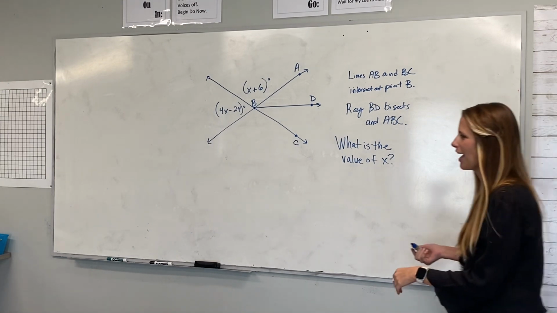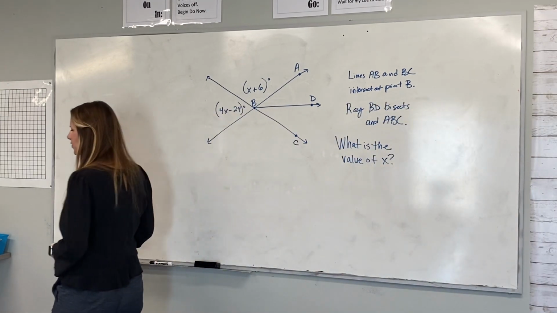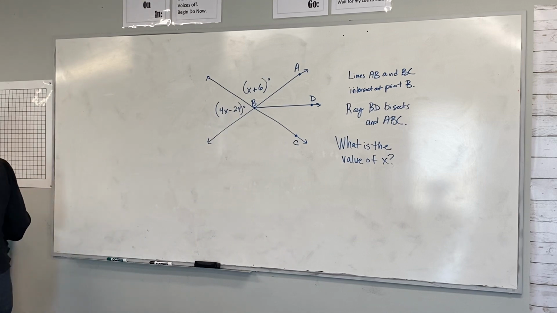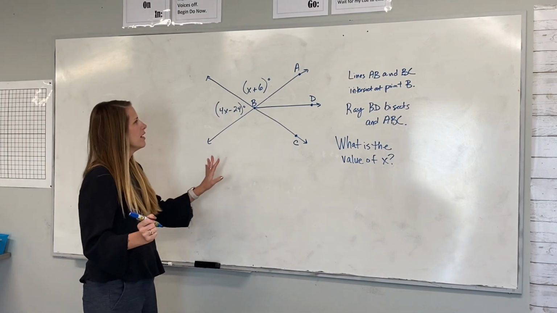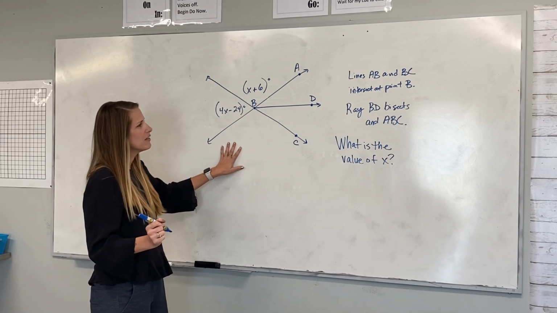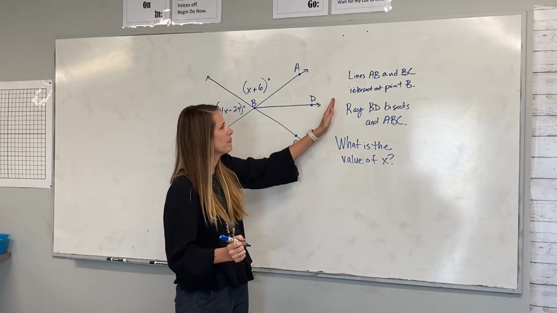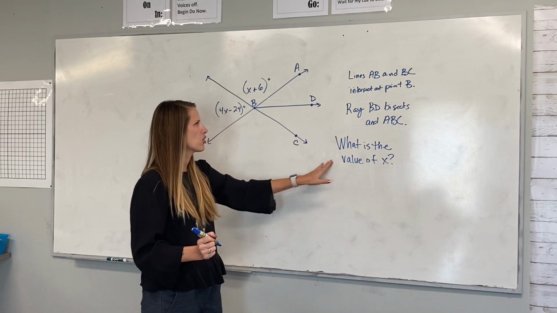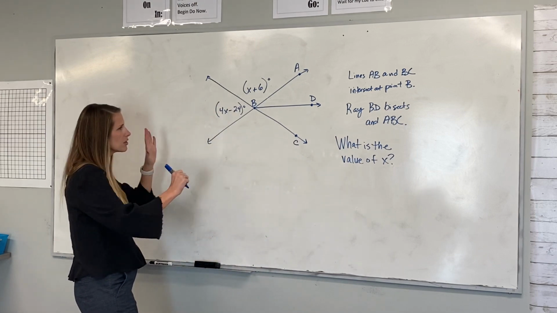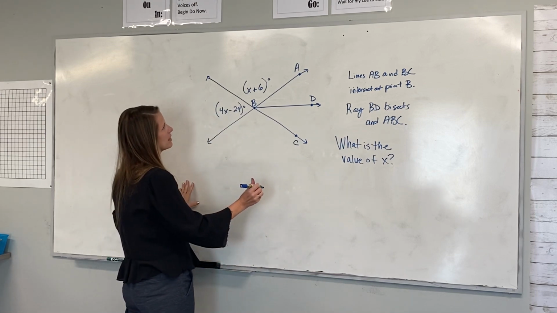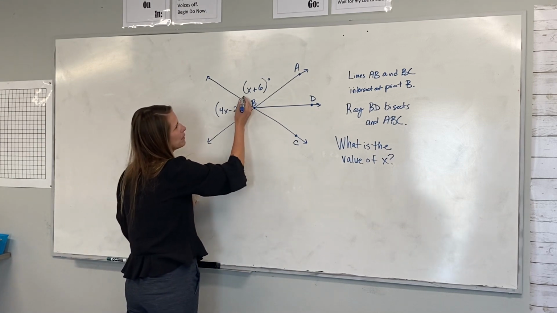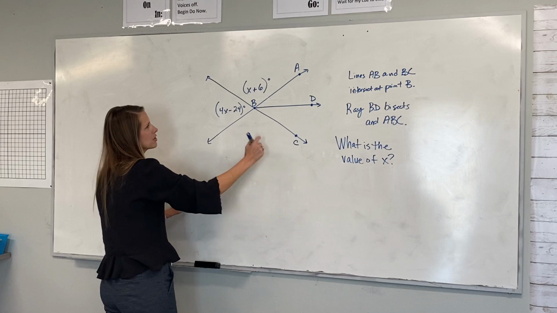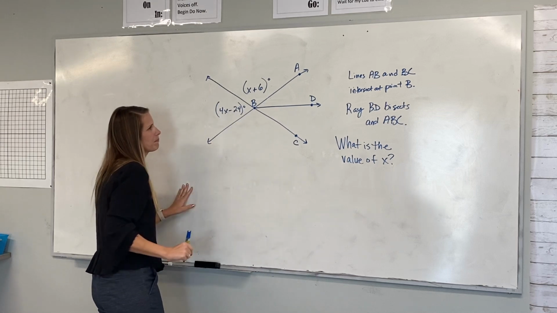All right, so this is number 5 on the topic 1 pretest. This is the diagram that they give you, this is the given information, and then this is the question. So let's take a look and see what it says. It says lines AB and BC intersect at point B.